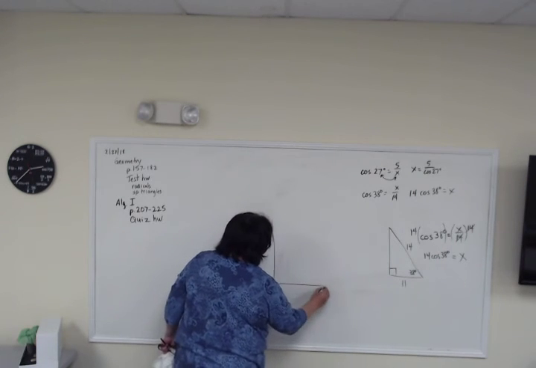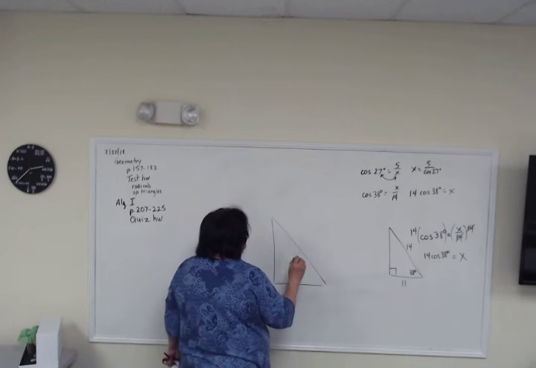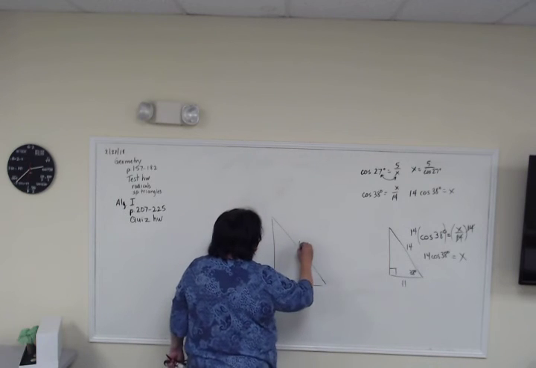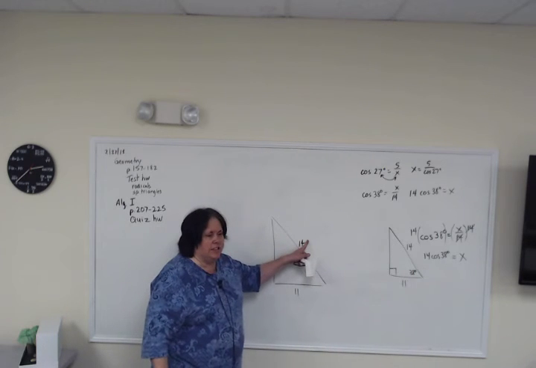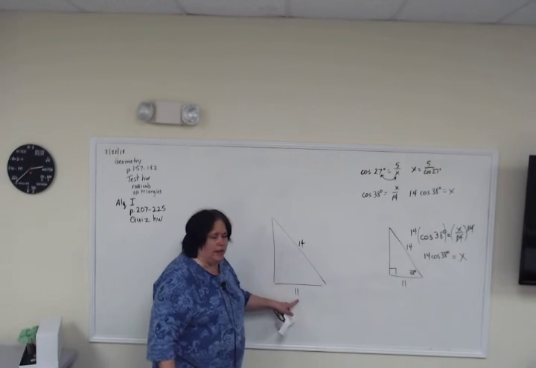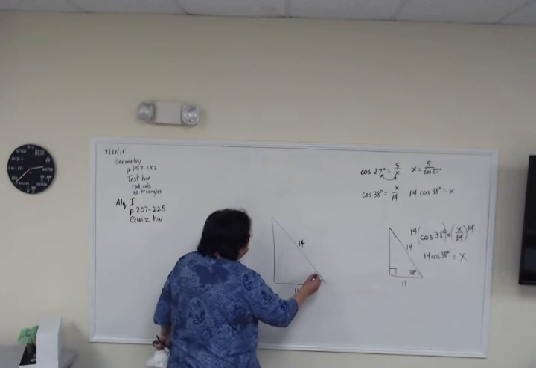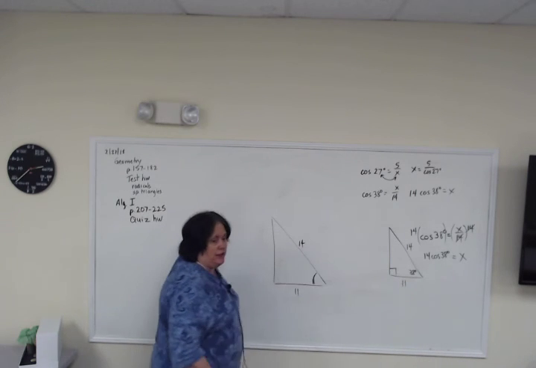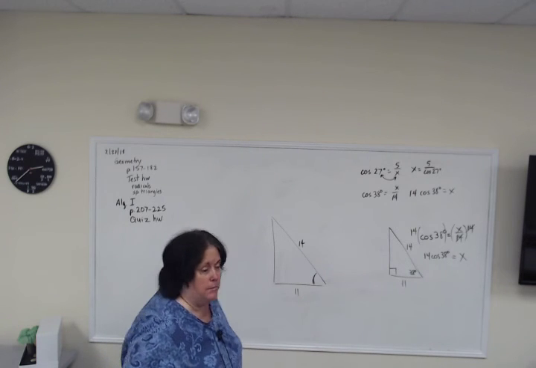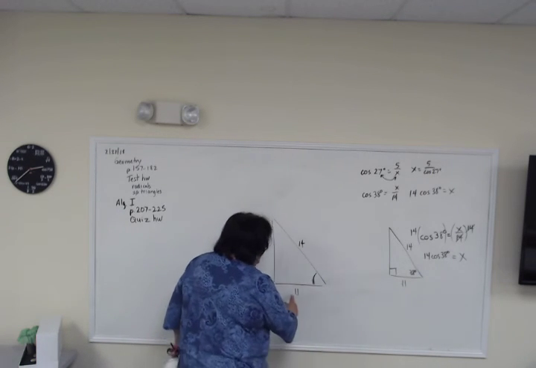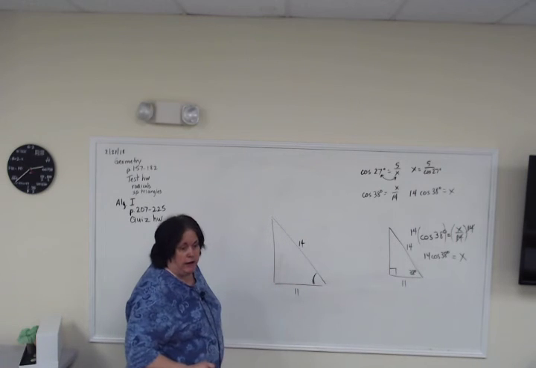Now, let's take a look at this triangle. And suppose I tell you, let's use these, 14 and 11. If this is 14 and this is a length of 11, what is the measure of this angle? Well, we know it's 38 degrees, don't we? But how can we get our calculator to tell us that? We have adjacent and hypotenuse, right?